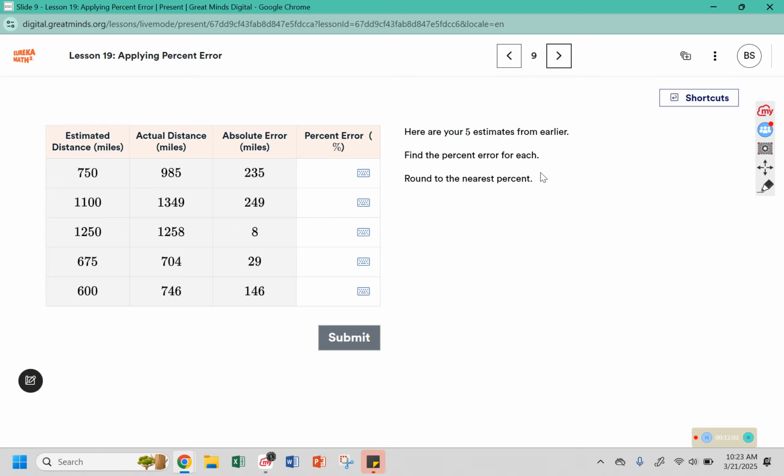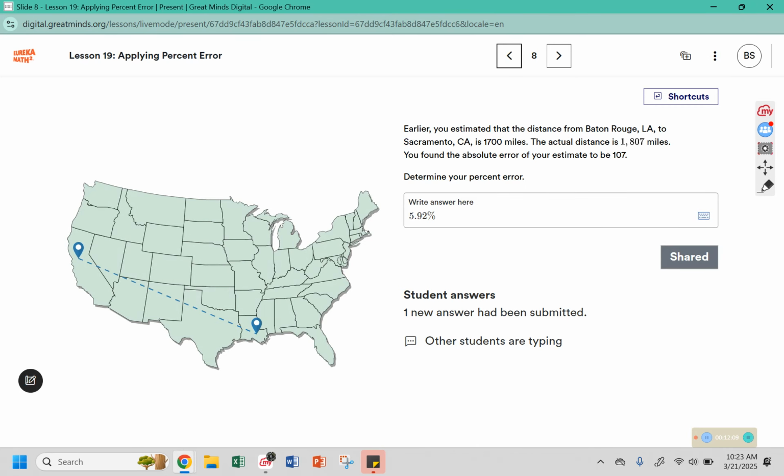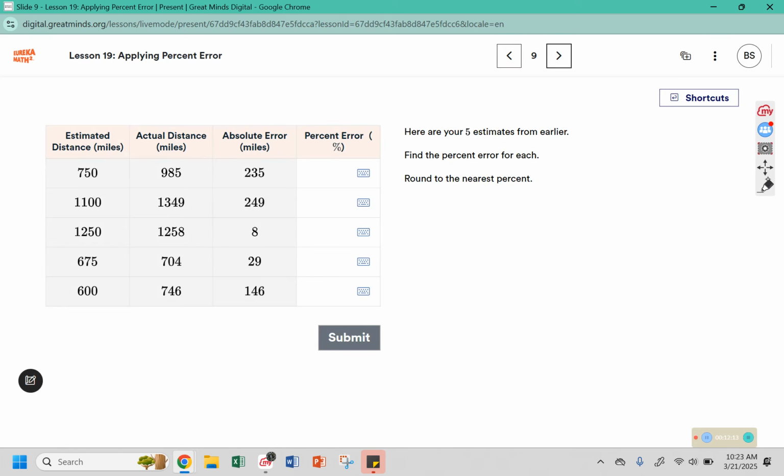Here are your 5 estimates from earlier. Find the percent error for each and round to the nearest percent. Did it tell me what to round to here? No. So on this one, we're going to round to the nearest whole number.